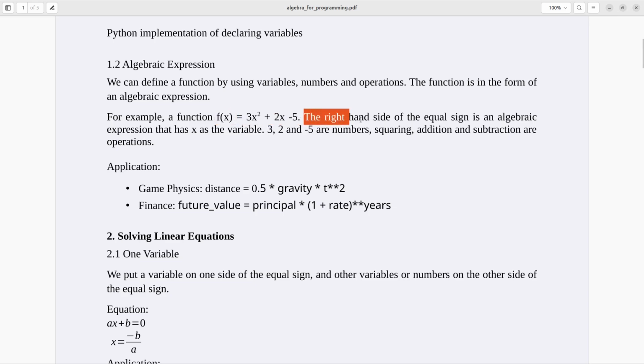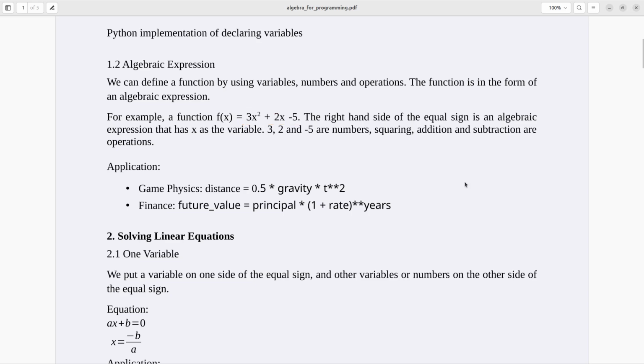The right hand side of the equal sign is an algebraic expression, which is this part. We can see that x is the variable, and 3, 2, and negative 5 are just numbers. Okay, and 3x squared is just the multiplication and the squaring of the variable called x, and 2x is just the multiplication of 2 by x, okay? And I add the first 2 terms together, and then I subtract 5 from the whole term before it, okay?